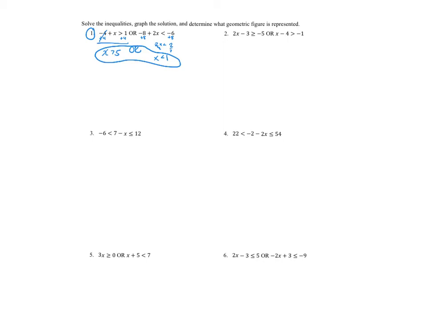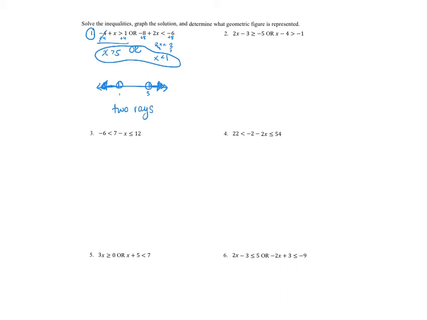And if you graph that, I don't know if you remember from last year, we said it looked like oars on a boat, so less than 1 would be going to the left, and greater than 5 would be going to the right. And this creates 2 rays. That's the geometric figure that is represented. 2 rays on the graph.